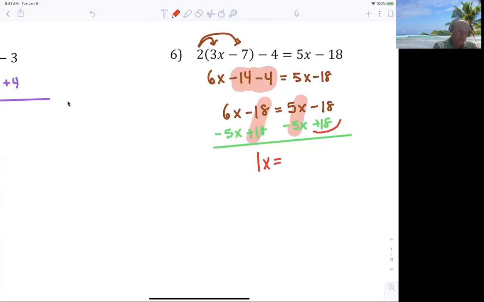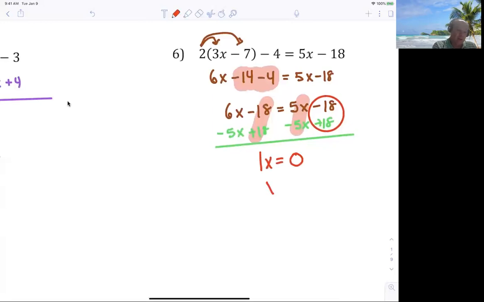Now over here again, -18 plus 18 is 0. You're allowed to have 0 as a solution. You just can't have 0x. All right? So in this case, x equals 0. That's the solution. All right, x equals 0.